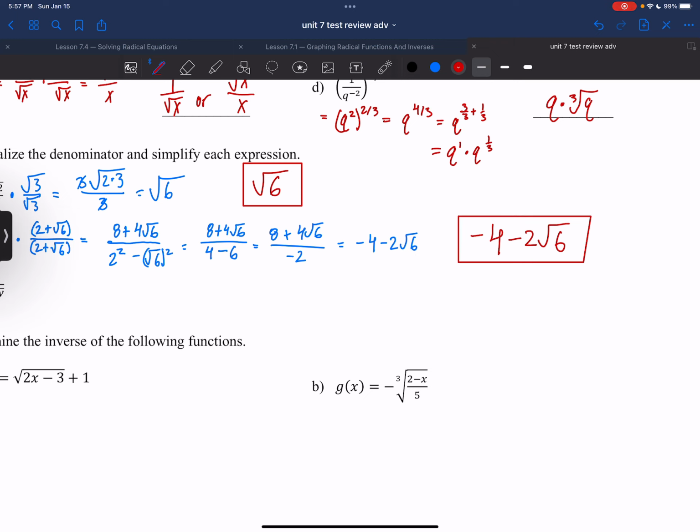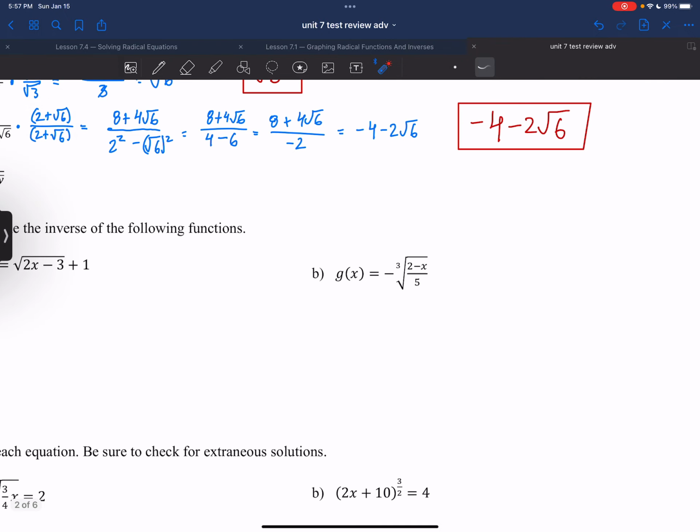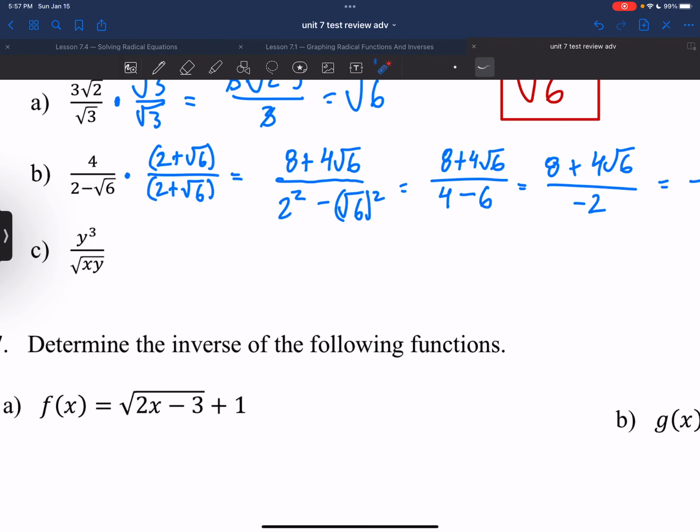I think a common mistake here is some people will only divide the 8 and negative 2 and leave the 4 root 6 alone. No, the 4 root 6 gets affected by the 2. The other mistake is people will apply the division of 2 to the 8, to the 4, and to the 6, meaning some people may have written negative 4 minus 2 root 3. That's not true. I can't do that unless I'm dividing by a root. Yeah, that doesn't work.